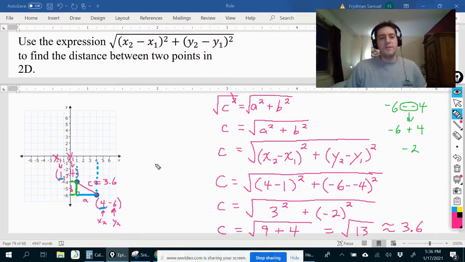So that's how we can use this expression to find the distance between any 2 points. And don't worry if x2 or x1 or y2 or y1 are negative, like over here you saw y2 and y1 were both negative. Just remember that when you're doing it, this minus symbol over here is separate from this negative, so you have to write them both. You have minus -4 in this case over here. So that's how we use this expression to find the distance between 2 points, and it comes from the Pythagorean theorem. So that's it, and have a great day.